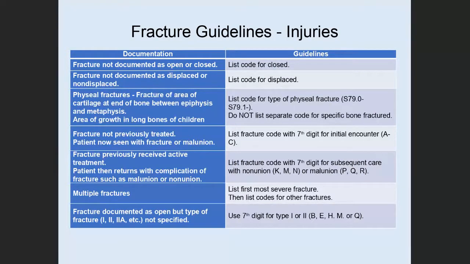If the patient has multiple fractures, list first the most severe fracture and then other fractures. So you're going to list a code for all of the fractures because they all have to be treated to some extent, but the most severe one is listed first. A fracture documented as open but not type of fracture 1, 2, 3A, whatever, it's not specified. Use the 7th digit for type 1 or type 2. Not all fracture codes have type 1, type 2, whatever. But if they do, if that's a possibility, but it's not documented, you're going to use type 1 or type 2. So you're assuming it's type 1 or type 2.